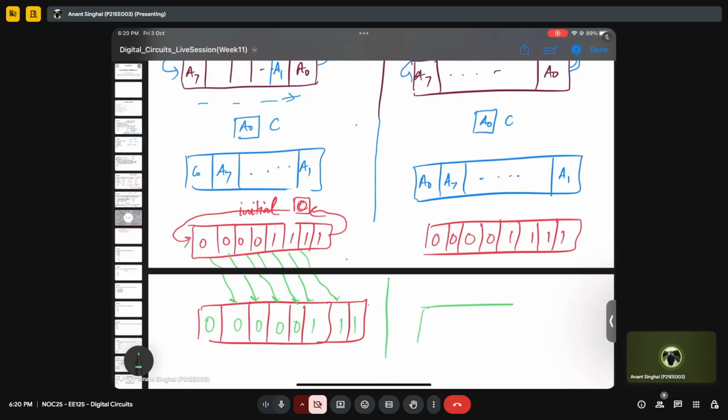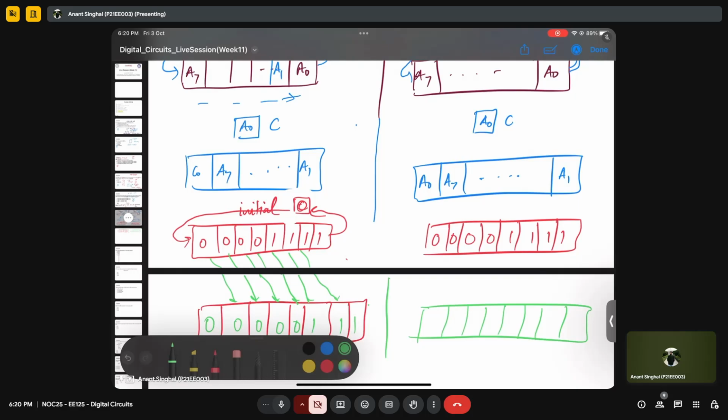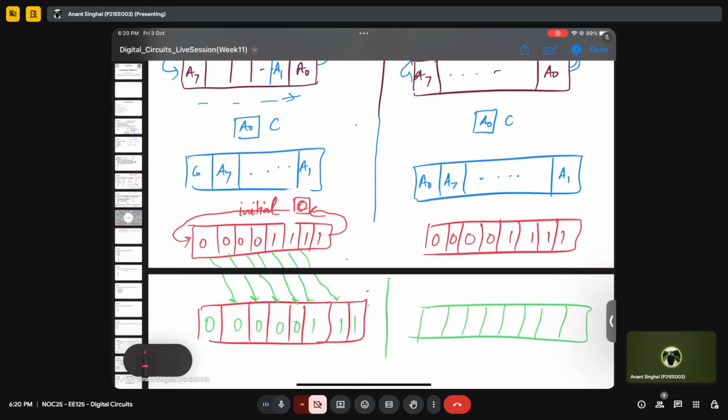And then for RRC, sorry, not RAR but RRC, the opposite of this happens. That means, let's say we have a carry flag. So the carry bit will get lost. This A naught will come to both here and in the carry flag. So carry flag will be 1. So this will be, sorry, 0, 0, 0, 0, 1, 1, 1.